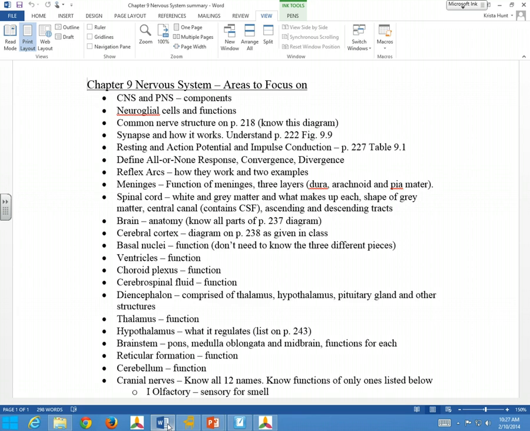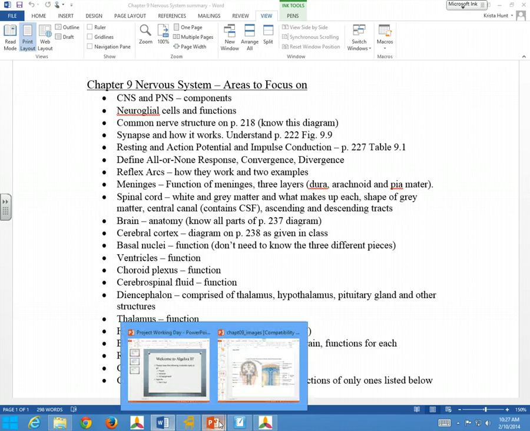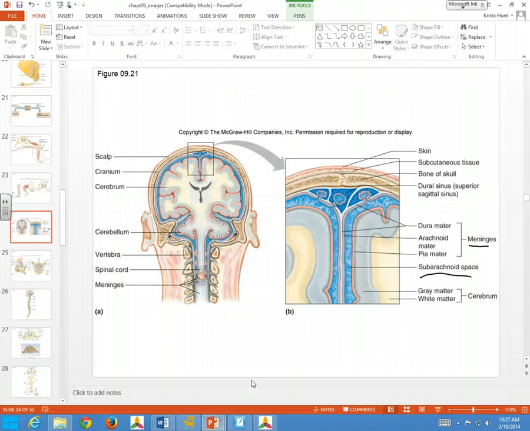I was just going to ask, if it said to know examples, how much we need to know about the examples? Just tell me what the examples are.